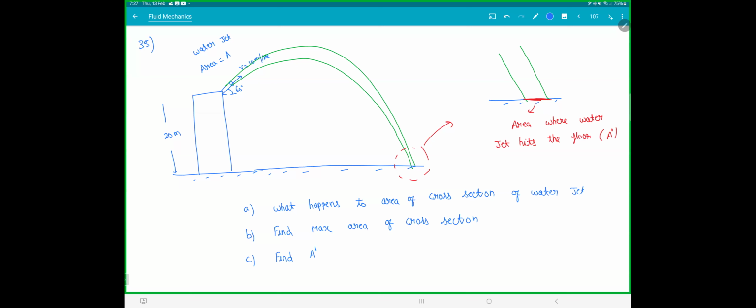It will increase and then decrease. Get the A dash, that's the actual one. Remember, A into V is constant. So the speed increases, area decreases, speed decreases, area increases.